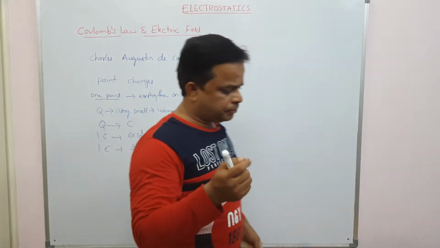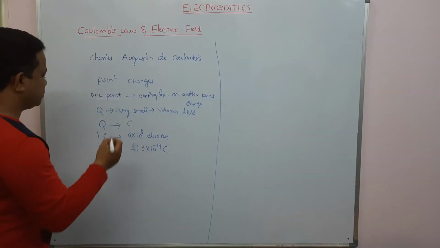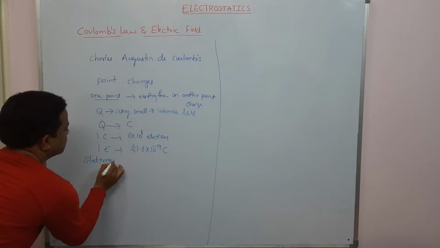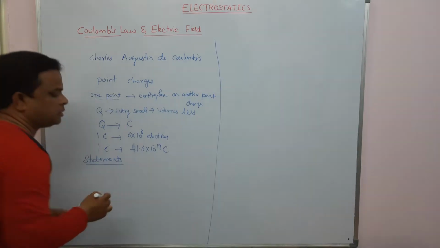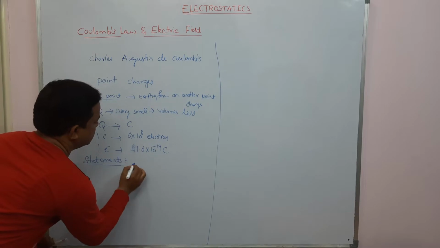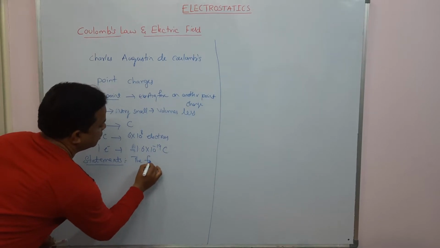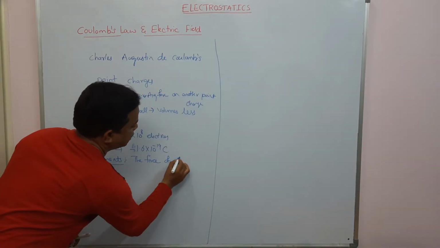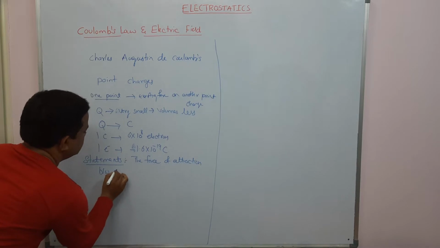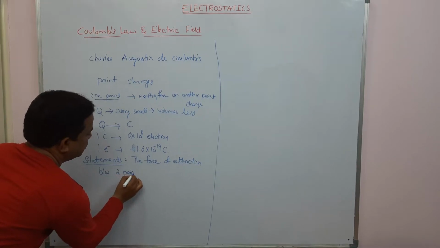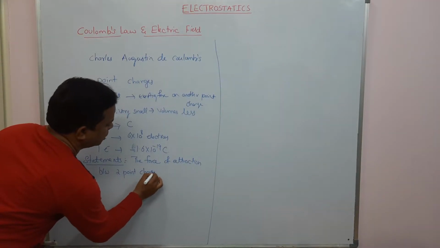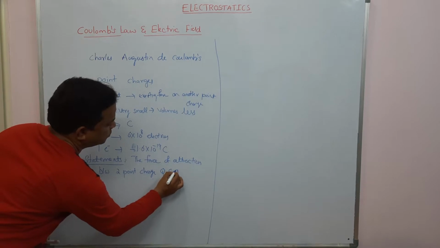Now let us see the basic statement of this Coulomb's law. This statement is given in 3 terms. Coulomb's law states that the force of attraction between two point charges, we have to be specific, that is point charges here, two point charges q1 and q2.